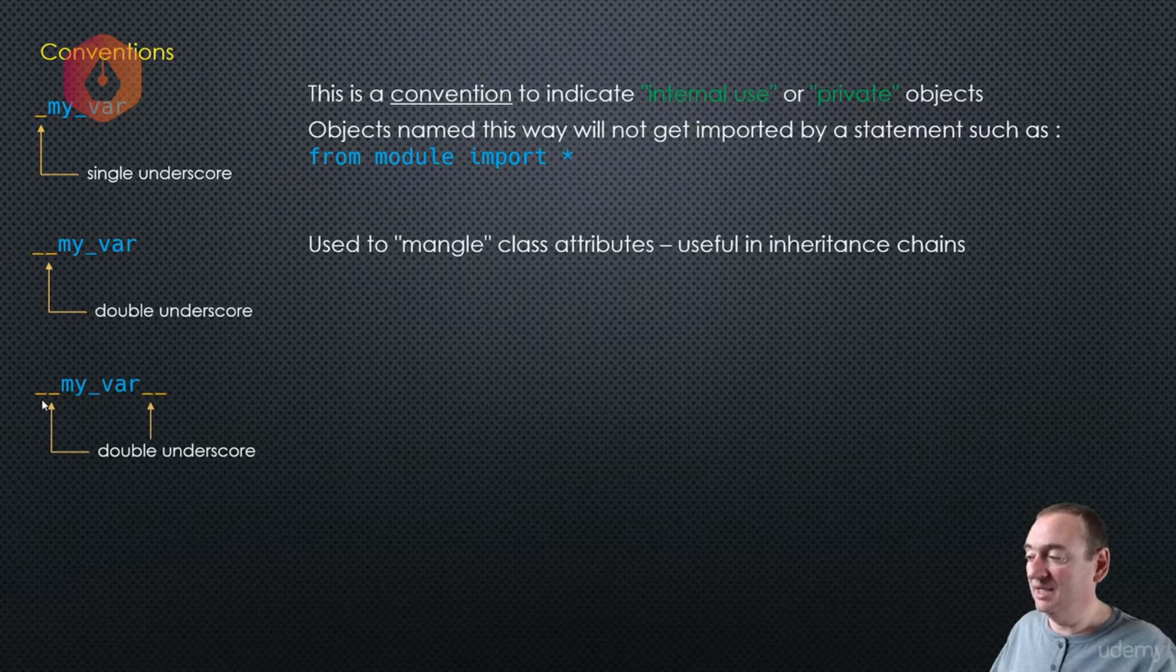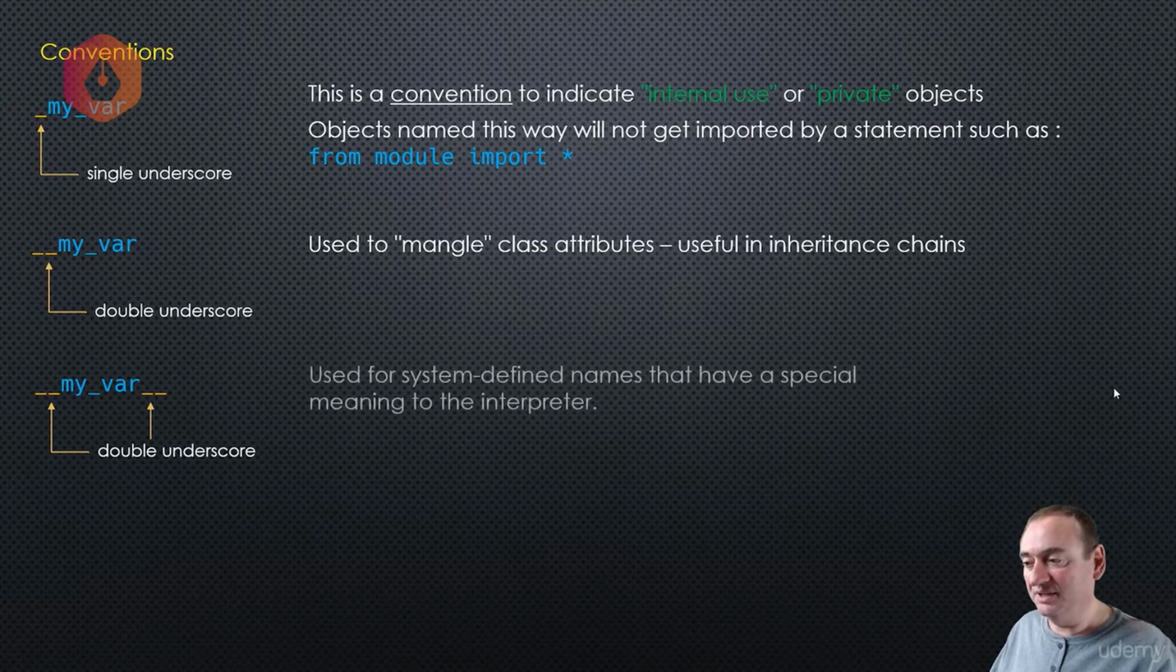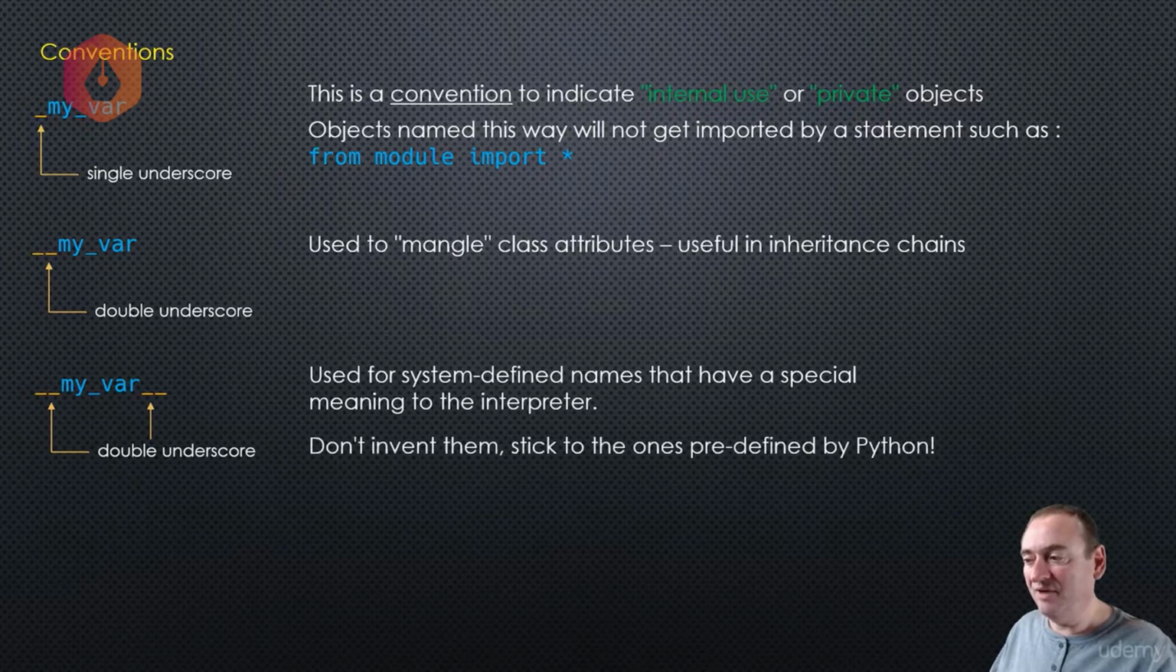And the last one is the one that starts and ends with a double underscore. So dunder, my underscore var, dunder. That has a very specific thing. These are really system-defined names. So Python kind of reserves its naming convention in this way for certain things. And it has a special meaning to the interpreter, which means don't invent them. In other words, don't go and create your own variables that start and end with a double underscore. Just stick to the ones that are predefined by Python.